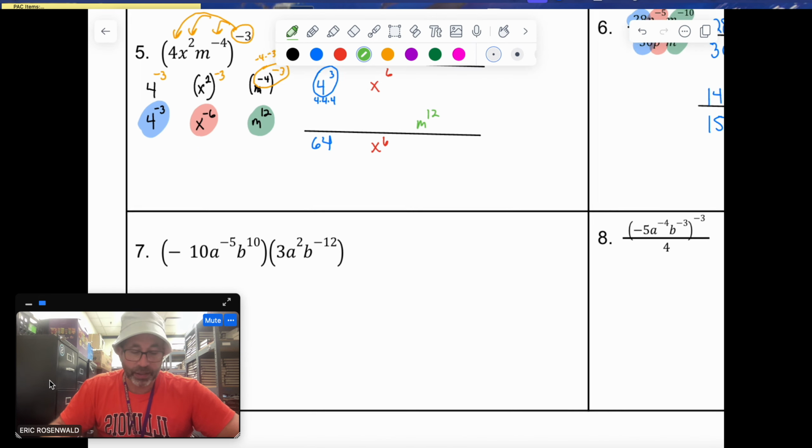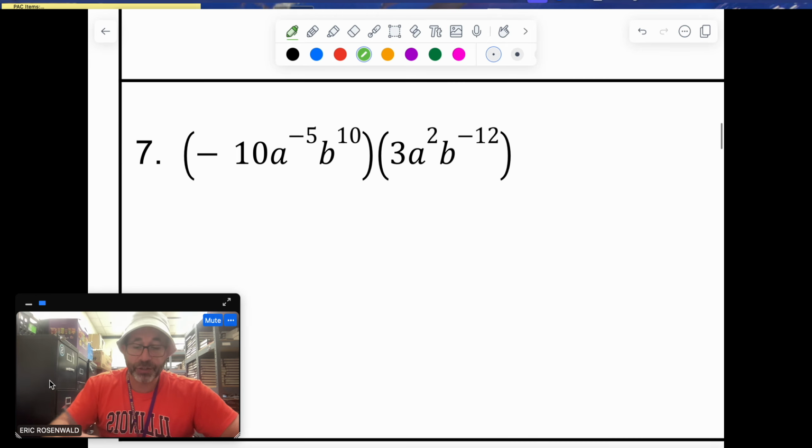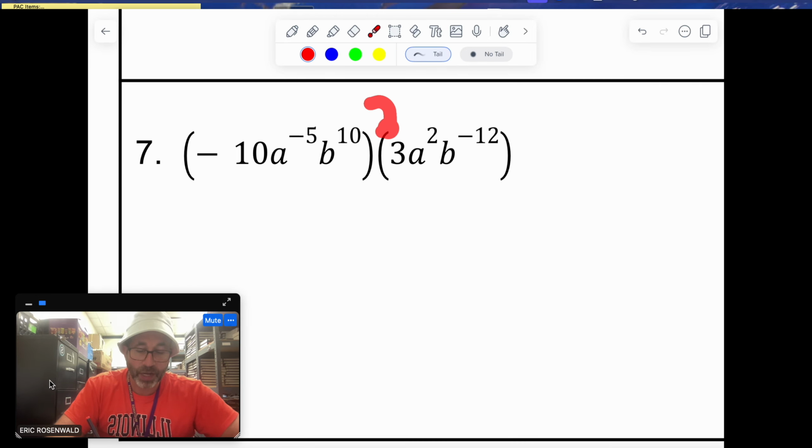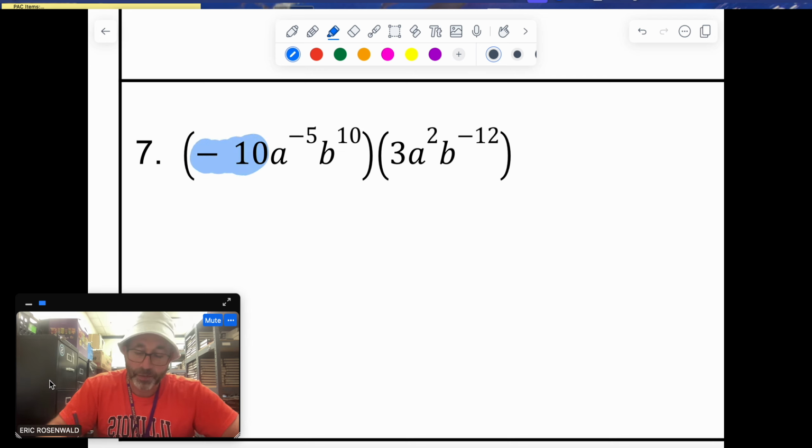All right, take a look at number 7. There's no distribution here because of the fact that there's no exponents on the tops of these parentheses. So there's no distribution. So we could just start diving right into our problem here, okay? Let's go ahead and put stuff together first.